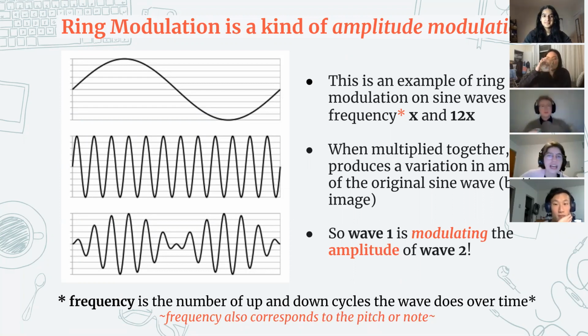So ring modulation is a kind of amplitude modulation. As you can see from these pictures, this is an example so that people can visualize it. We can see the wave on the top. We can call that frequency X. It's a wave that's moving at a very slow pace, right? Because frequency is the number of up and down cycles that the wave's doing over time. If you have this first wave at frequency X and your second wave going 12 times that frequency, so it's higher in pitch, when they're multiplied together, what you're going to get is the same frequency as your second wave, but it's going to modulate the amplitude at the rate of the first wave.